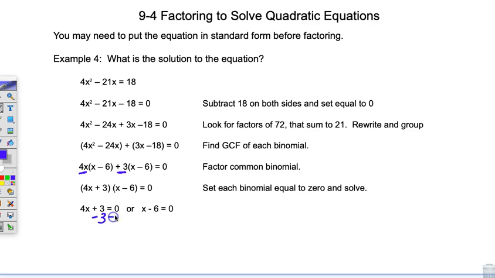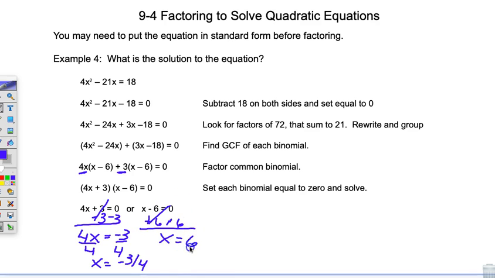So I'm going to subtract 3 on both sides. Those cancel. I get 4x is equal to negative 3. And then I'm going to divide both sides by 4. X then is equal to negative 3/4 for that possible answer. Over here, I'm just adding 6 to both sides. When I do that, I get x is equal to 6. So here's my possible answers. So when I do put them down as my answers, I definitely want to separate them with a comma.